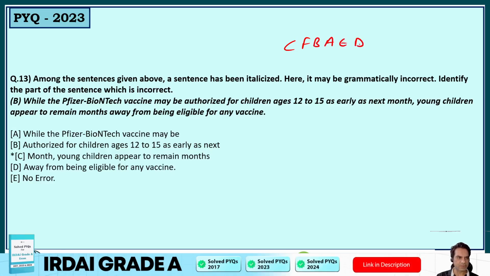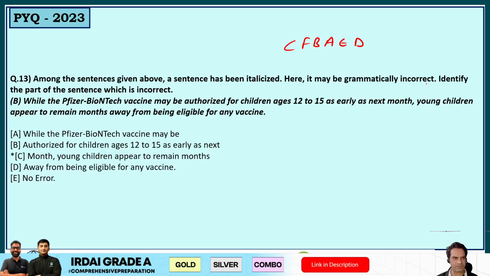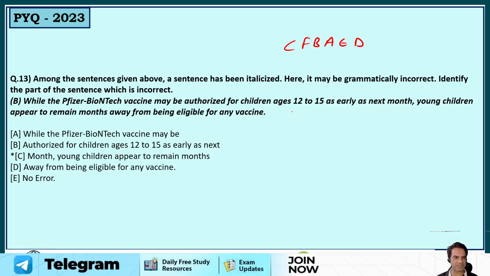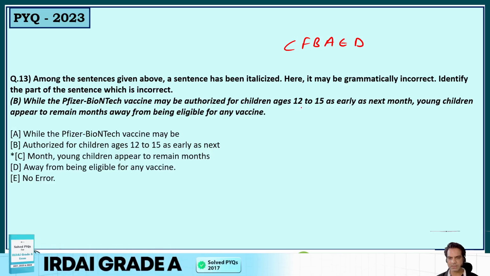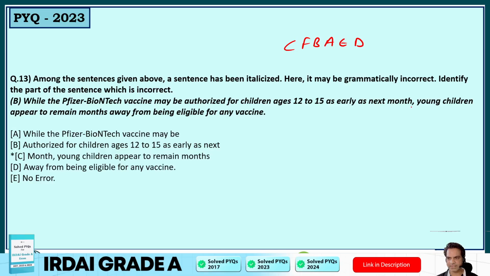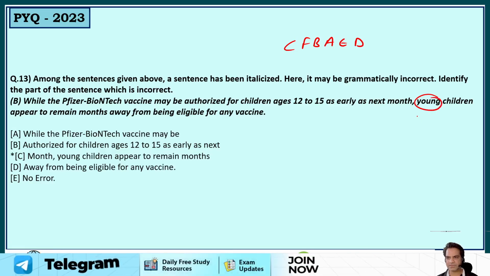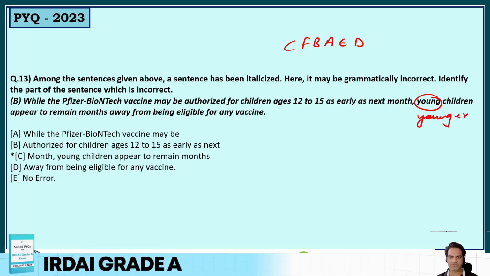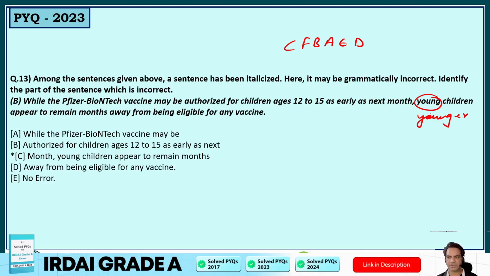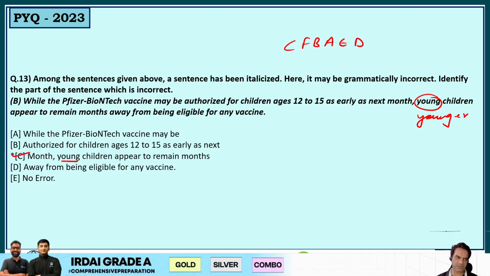CFBAED, right? Now, among the sentences given above, one sentence has been italicized. Here it may be grammatically incorrect. So that's why I was thinking why B is italicized. Identify the part of the sentence which is not correct. While the Pfizer BioNTech vaccine may be authorized for children ages 12 to 15 as early as next month, young children appear to remain months away from being eligible for any vaccine. So guys, I think not young children, it should be younger children. See, once they are saying that the Pfizer BioNTech vaccine may be authorized for children between 12 to 15 as early as next month, but younger children appear to remain months away from being eligible. So it should be younger, not young. So yes, option C is your correct answer.